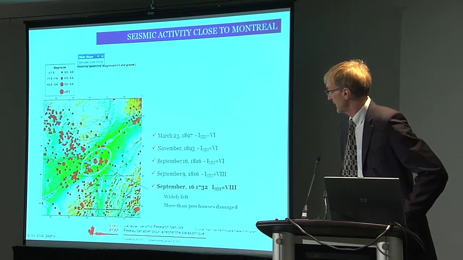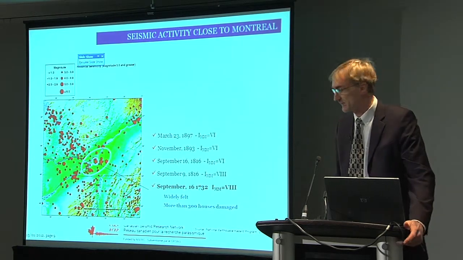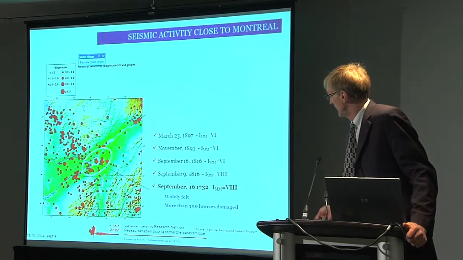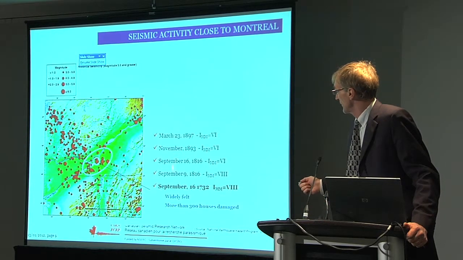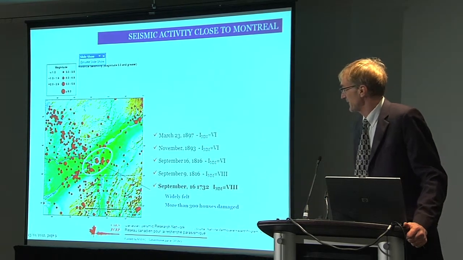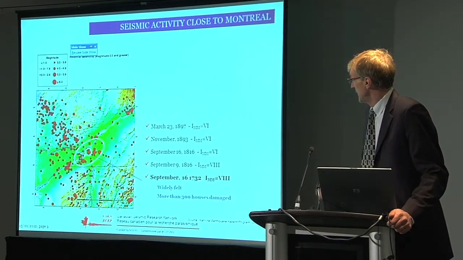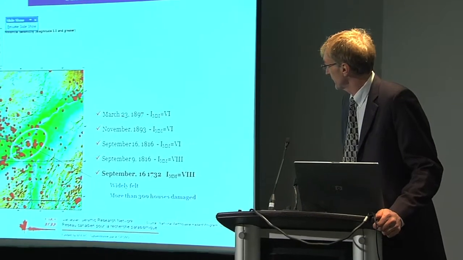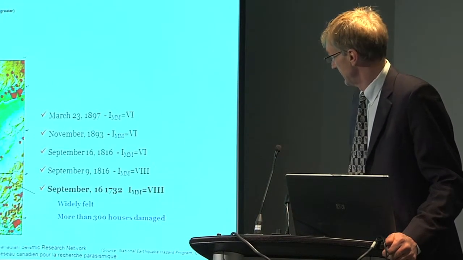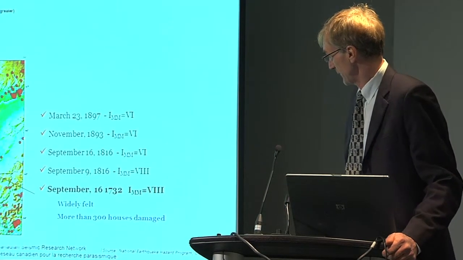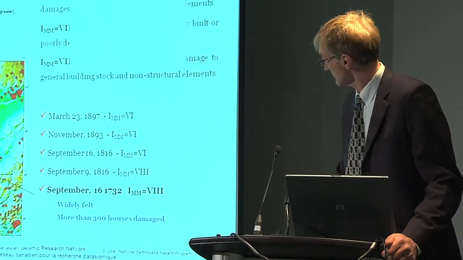Now, if we look at what happened closer to Montreal, we do have some significant events that have occurred over the years. If we go to older records, predating instrumentation, we see that we have quite a few significant events. These are not instrumented, but they've been measured with the intensity scale. We've had events of intensity 6 and up to 8, the largest one being what we infer as being an intensity 8 earthquake of 1732.